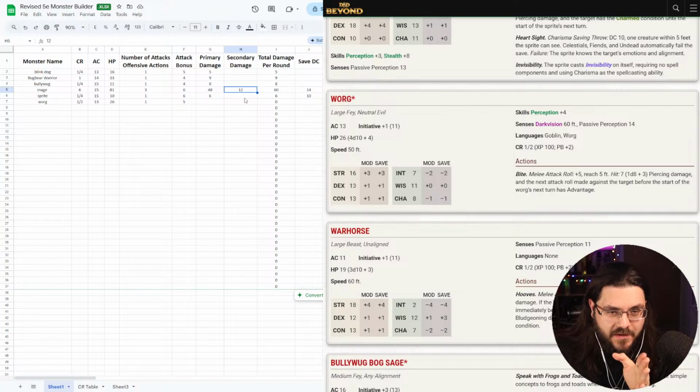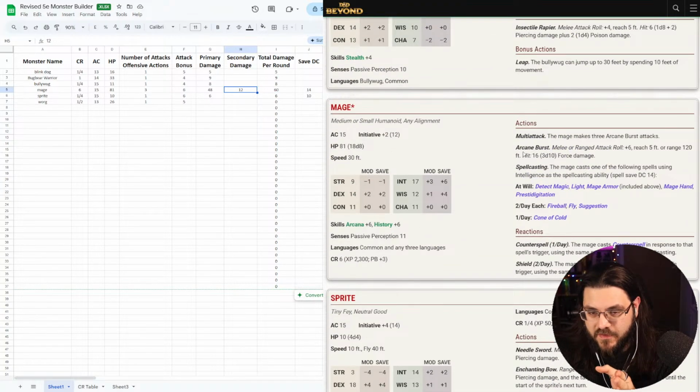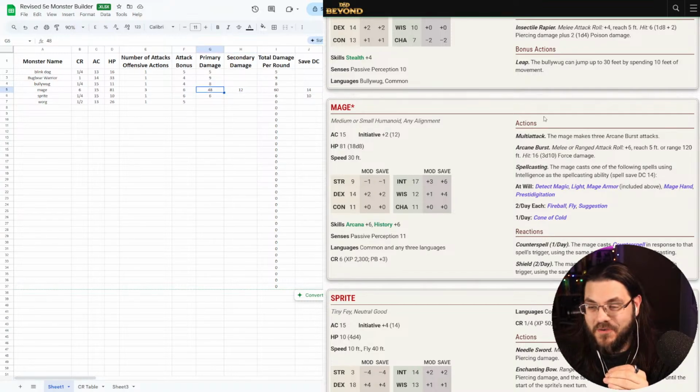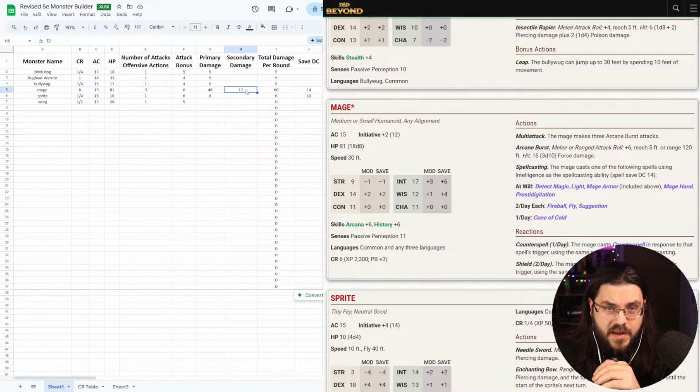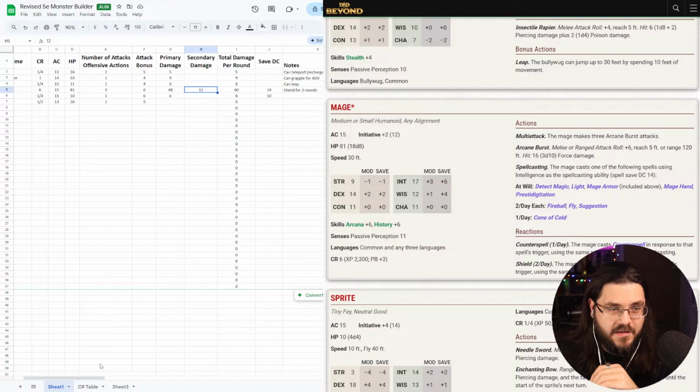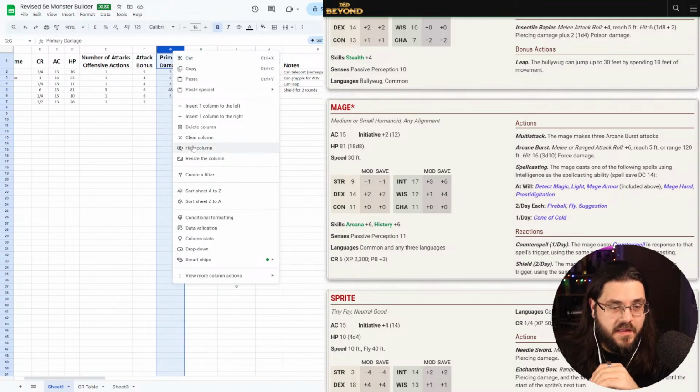Right. I'll figure this out. Might as well do this now, because it'll make my life easier going forward. Right, their primary damage is Arcane Burst. Secondary damage is going to come from something like Fireball. It's really going to just... Yeah. Okay, that's fine.